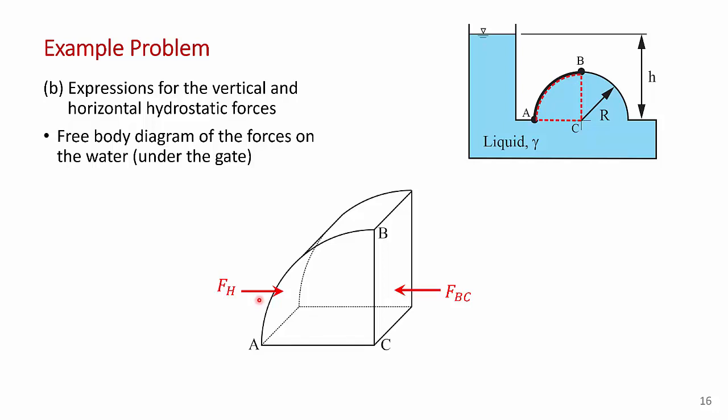They're going to be in line because there are only two forces, and we can't have a moment because we have no angular acceleration. In the vertical direction, this face, AC, is at a depth H, so it's going to have a uniform pressure on the surface. So we're going to have an upward force, FAC. We would have a weight of this fluid element, and then we'd have the force of the gate on the water. So those are the vertical forces.